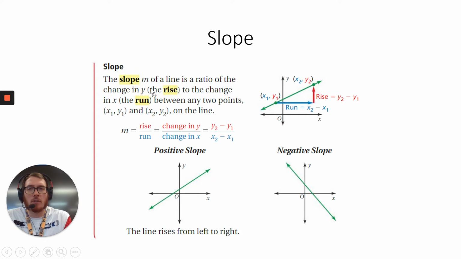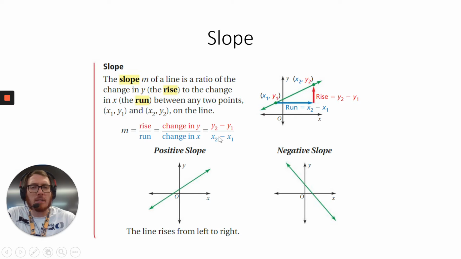First off, slope is denoted by the letter M. Anytime you see slope in a textbook or on homework, you should denote it with the letter M. And remember, it's rise over run, or the change in y over the change in x. What this means is we take the difference between the y's, so y2 minus y1, over x2 minus x1.